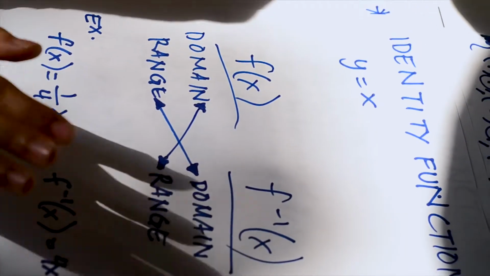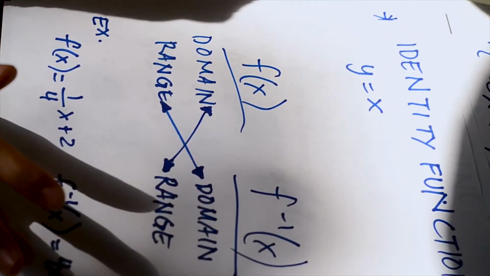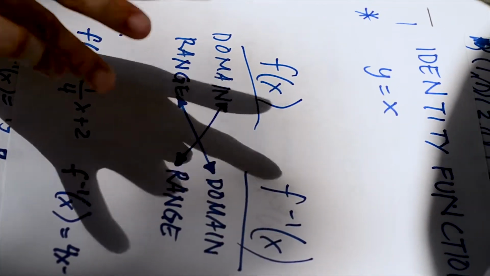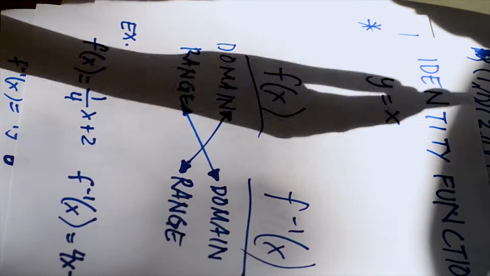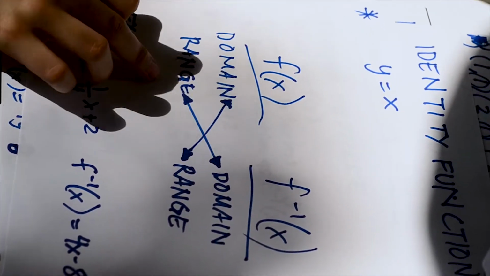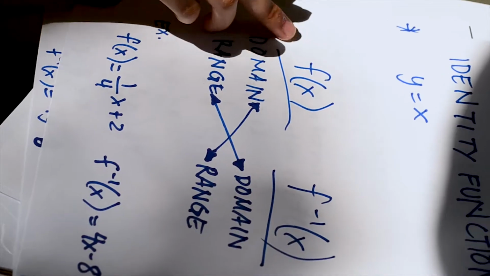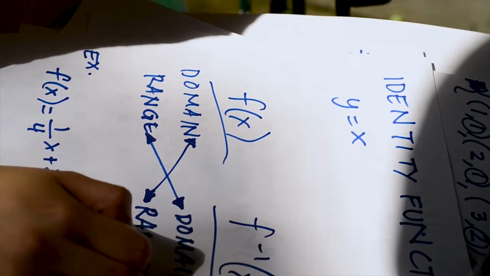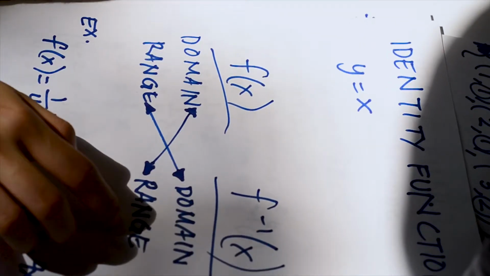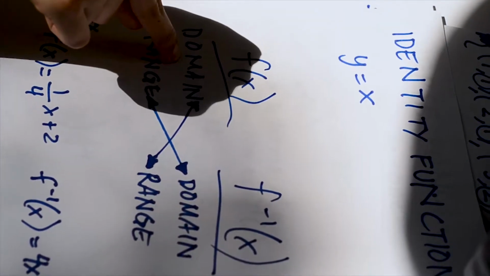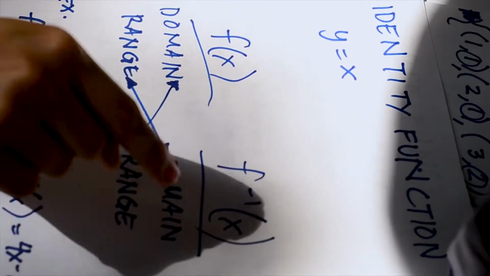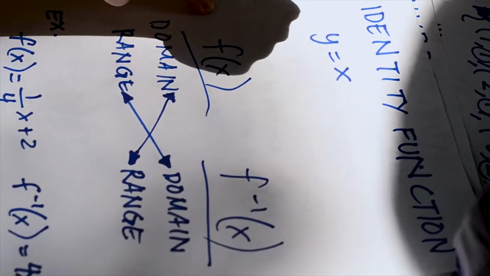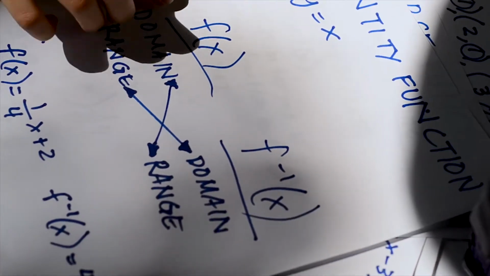Okay. Now, let's try to graph inverse functions. If you will try to plot points, you will see that the domain and range of the first function, f of x, is somewhat similar to the inverse function, only it's interchanged. So the domain of the function becomes the range of the inverse, and the domain of the inverse becomes the range of the original function. Yes? Okay, I get it. Okay.